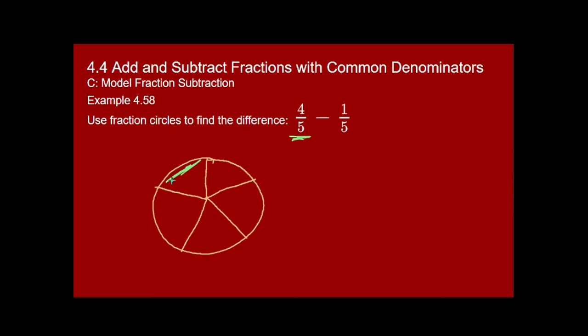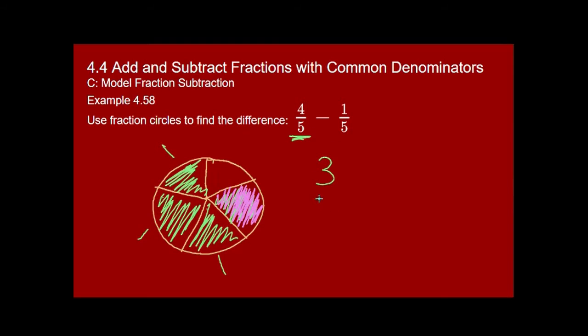So I'm going to color in 4 of them. 1, 2, 3, 4, but then I want to get rid of one of them, so I'm going to color out one of them. And how many am I left with? I am left with 1, 2, 3. But I can't just put 3. I'm left with 3 what? 3/5.